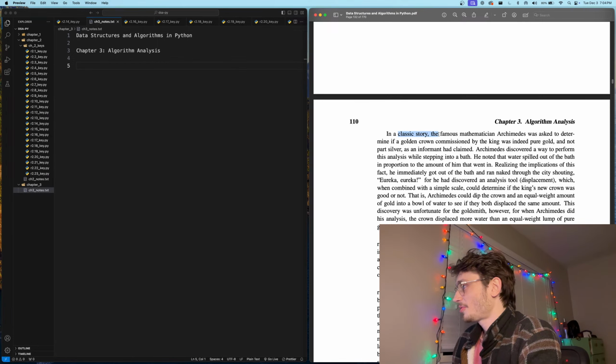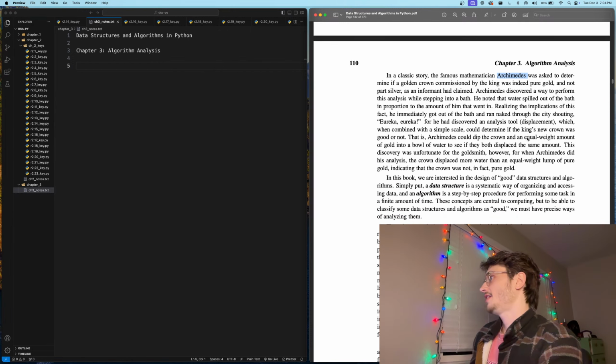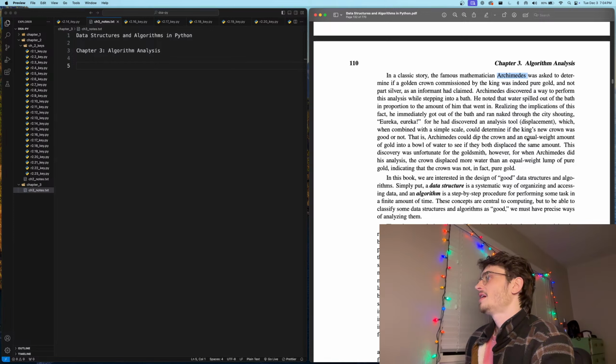In a classic story, the famous mathematician Archimedes was asked to determine if a golden crown commissioned by the king was indeed pure gold and not part silver as an informant had claimed. Archimedes discovered a way to perform this analysis while stepping into a bath. He noted that water spilled out of the bath in proportion to the amount of water that went in. Yeah, buoyancy. Realizing the implications of this fact, he immediately got out of the bath and ran.